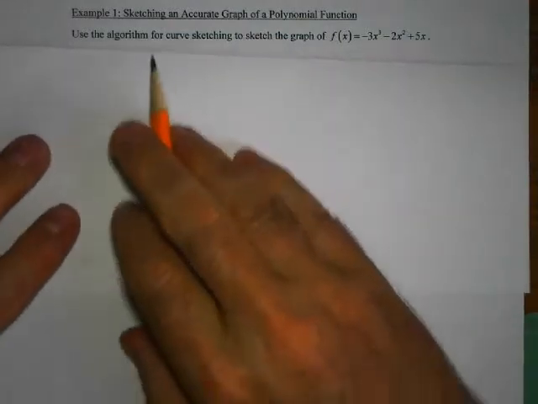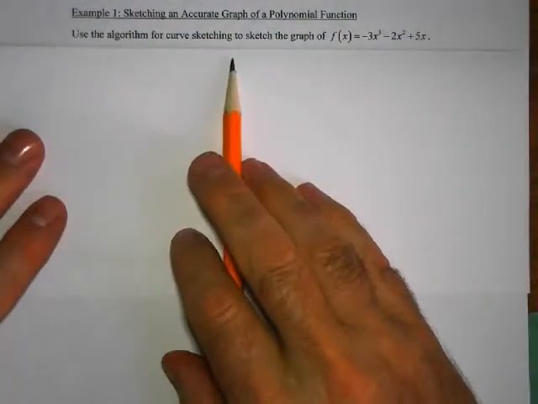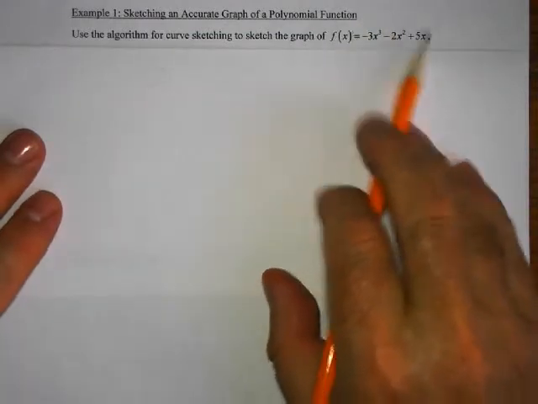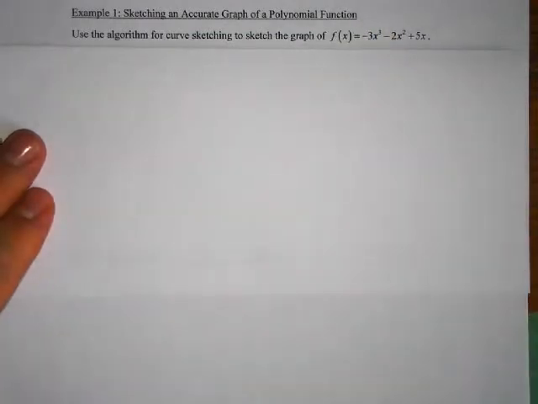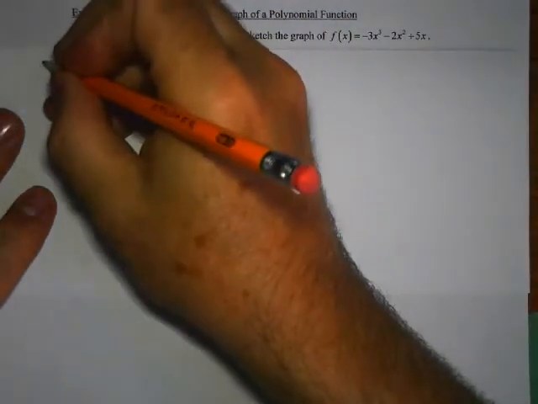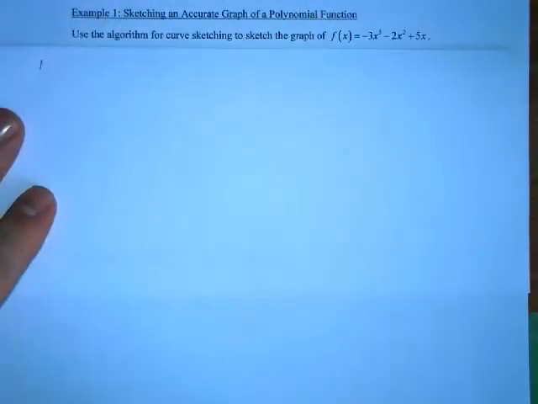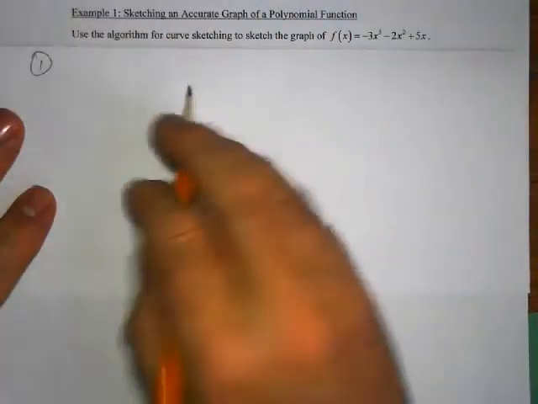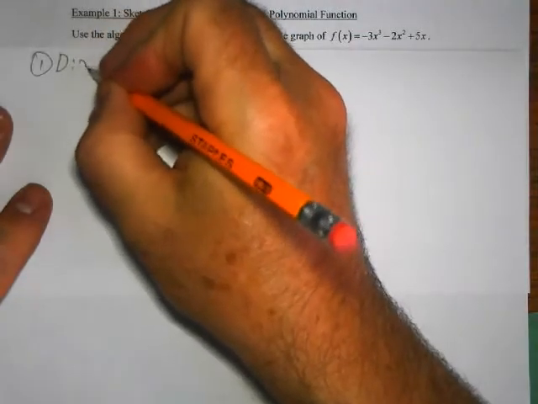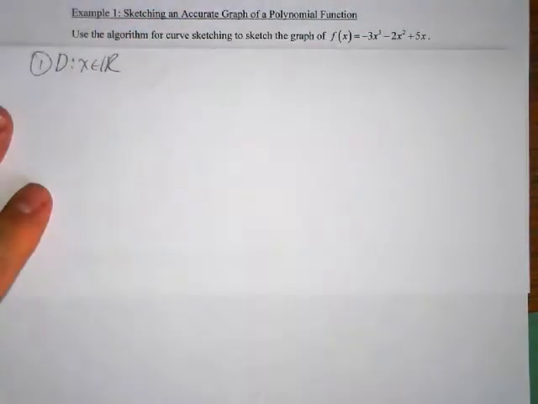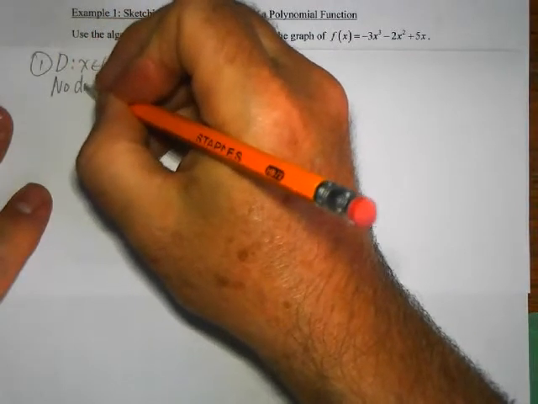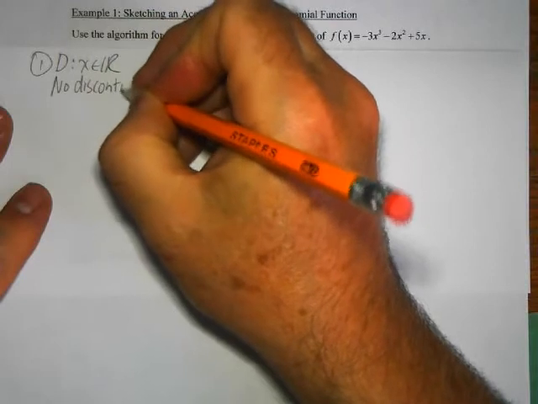Here we have: use the algorithm for curve sketching to sketch the graph of f of x equals this. You can see this is a polynomial, and we're going to use our knowledge of polynomials a bit here as well. The first thing I look at is, because it's a polynomial, the domain is x can be any real number, so there are therefore no discontinuities. Love that word.